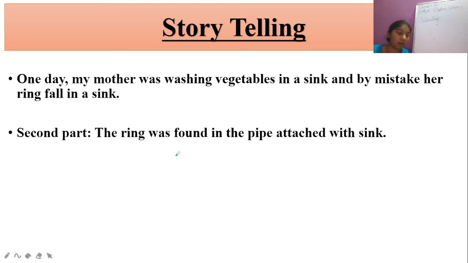In the second part, the ring was found in the pipe attached to the sink. So students, the ring didn't go with the flow of water, but was found in the pipe attached to the sink. You can see this is a pipe, and the ring was found in here. So what do you think, students? What is the reason the ring was found here? Why has it not flowed out with the water?